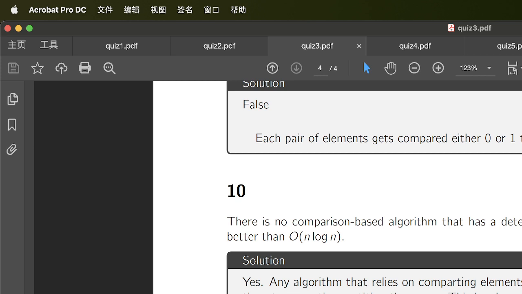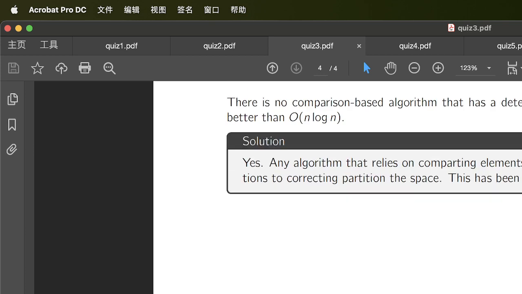Okay, number 10. There is no comparison-based algorithm that has a deterministic or expected running time better than O of n log n. That is true, right? As we proved and covered in the class, any algorithm that relies on comparing elements must ask at least n log n questions, right? So the answer is yes.